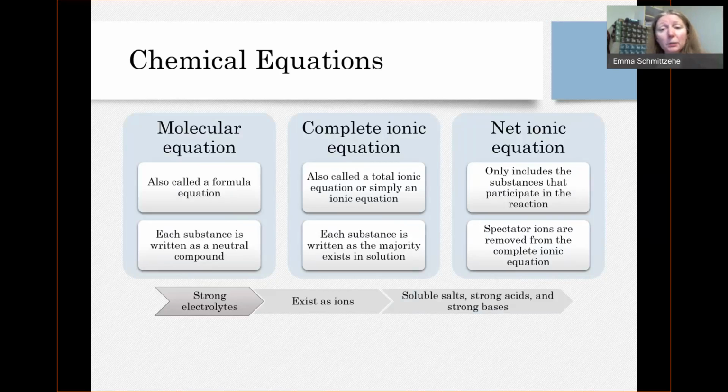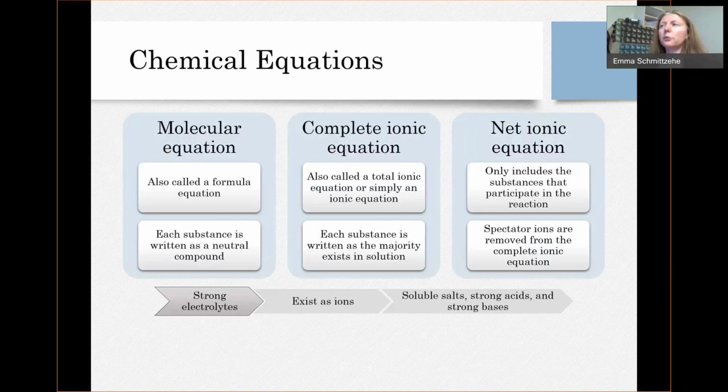That would include soluble salts, strong acids, and strong bases. Whether or not something's a soluble salt, you determine based on whether it is written down as an aqueous ionic compound, or you look at solubility rules. Whether something's a strong acid or a strong base is something you basically have to memorize or have a list. There's only a few strong acids and a few strong bases.